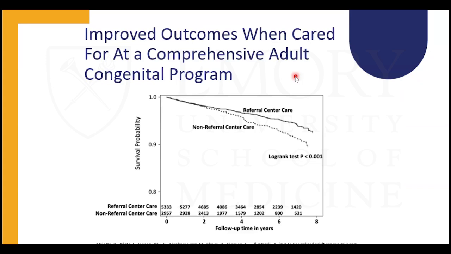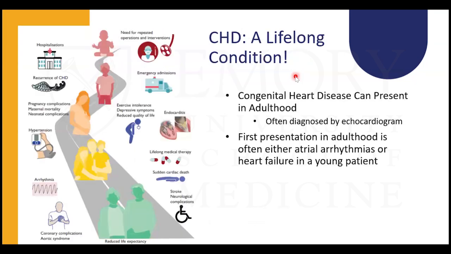Overall, treatment is improved for patients when they're treated at a comprehensive adult congenital program. In Canada, they looked at the overall mortality rate for patients taken care of at a congenital center versus general cardiology, and they were able to show a benefit and improvement in survivability by having appropriate treatment for this patient population.